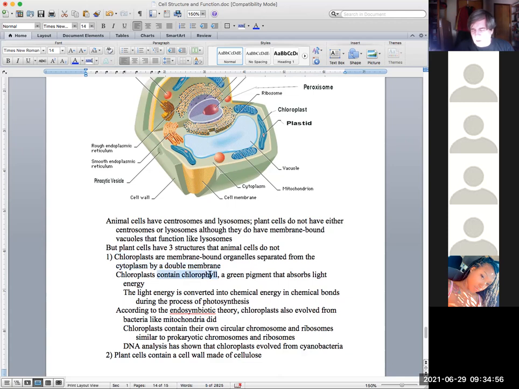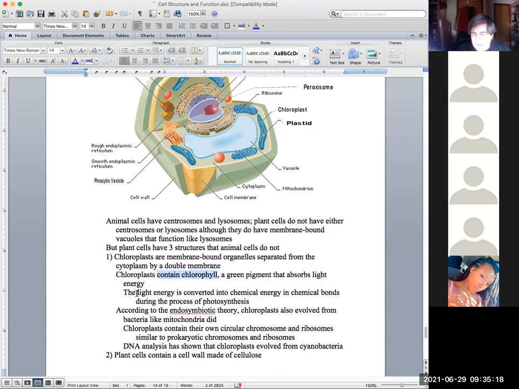Chloroplasts have a chemical called chlorophyll in them. And chlorophyll, we just said chloro means green, phyll means leaf. This is literally what makes leaves green. And this is really, for most plants, the only part of the plant that's green. There are a few plants that are exceptions.